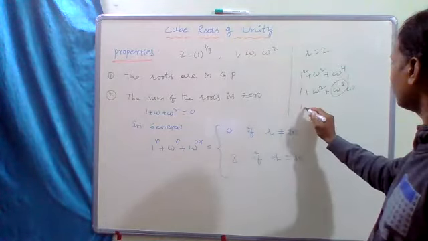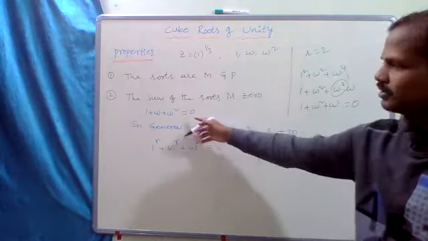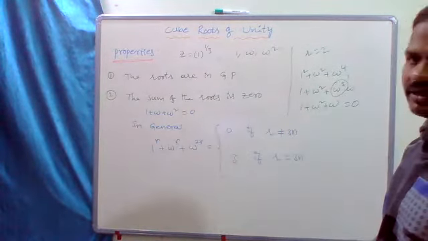Now 1 plus omega square plus omega is equal to 0 according to this. Yeah, fine.